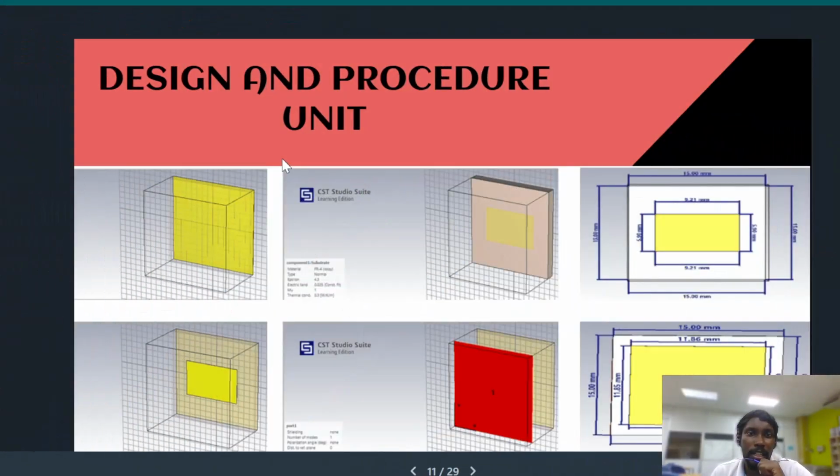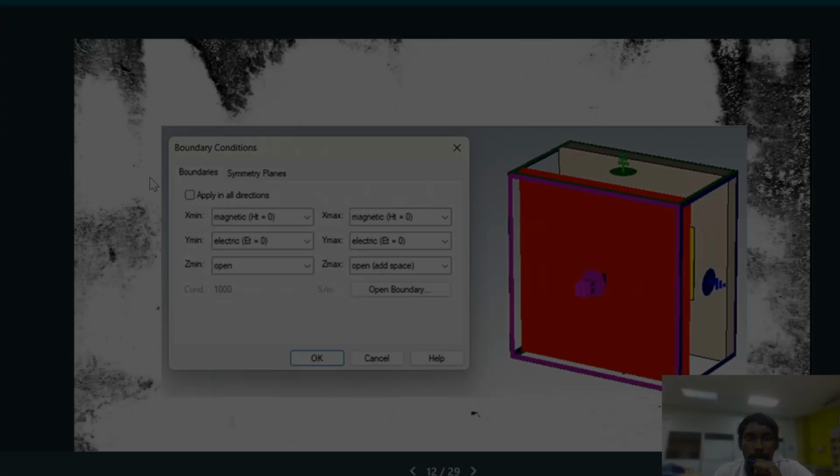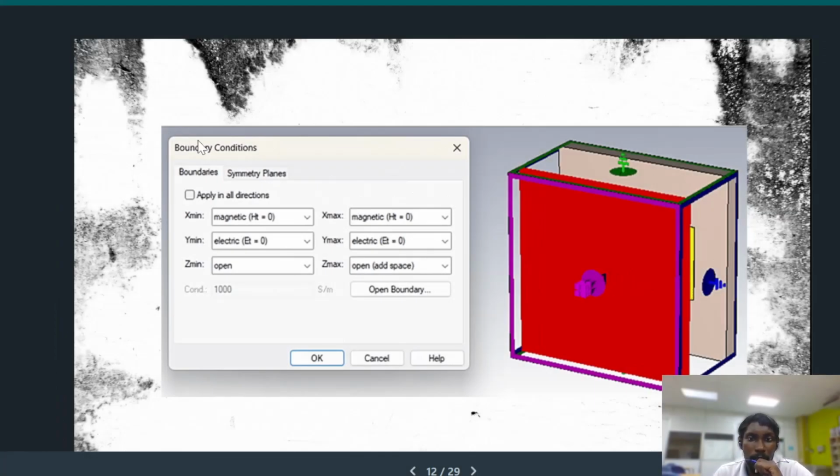This slide illustrates the design and procedure for the unit cell. These are the steps to construct the unit cell. The first thing I did is construct the ground, then the substrate, then the patch, and last I did extrude for the pot. On the right, you can see the parameters for FR4 and also Roger. These are the boundary conditions. I use magnetic and also electric, and for Z min I use open.